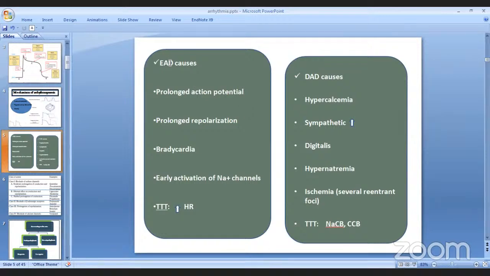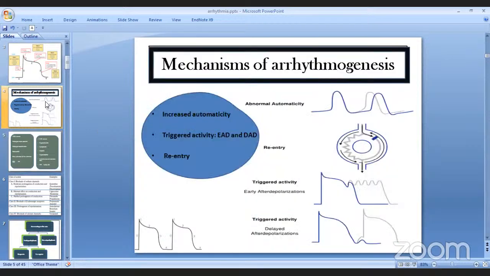There is going to be an early after depolarization if there is bradycardia or if there's early activation of sodium channels. Hey, depolarization kele hune ho ta? Sodium channels enter bhayera hune ho ta. So your sodium channels early ne activate bhayo bhane yesari waveform bhayera early after depolarization hunta. Hey, now the same goes with delayed after depolarization.